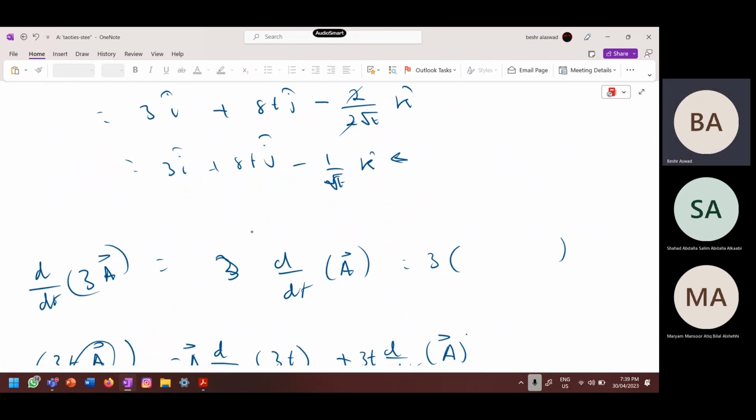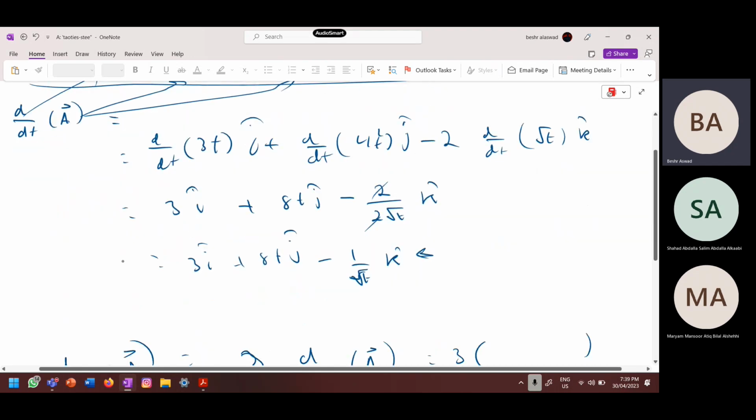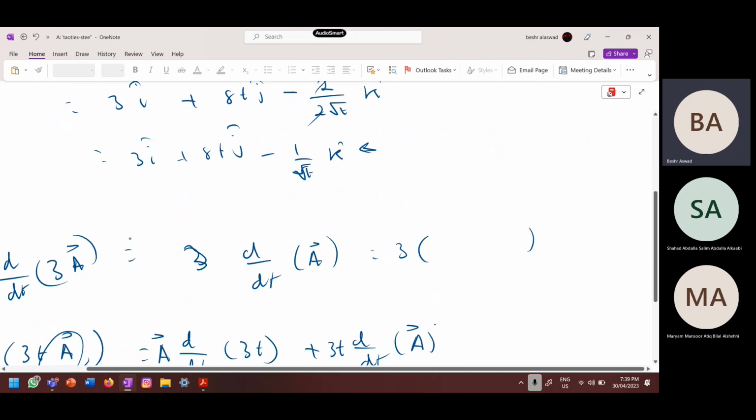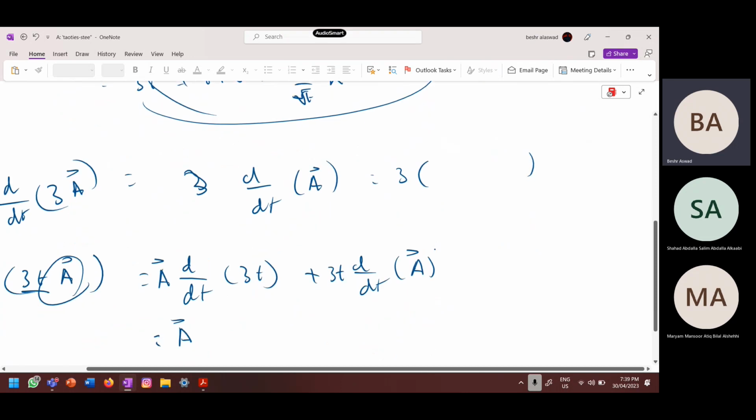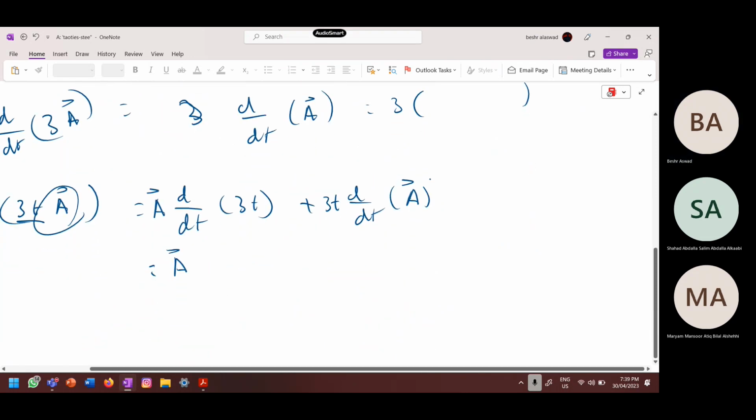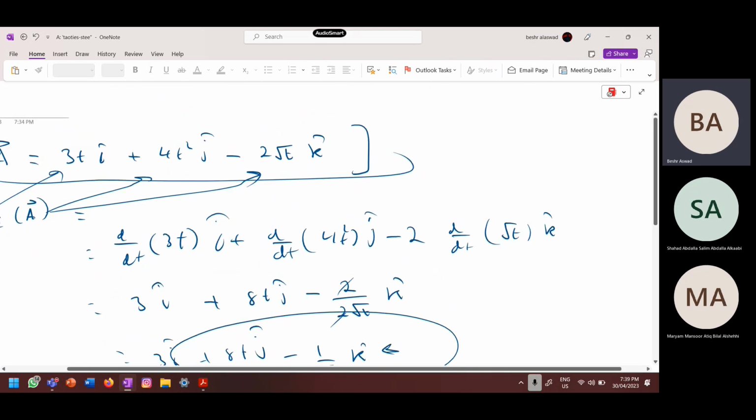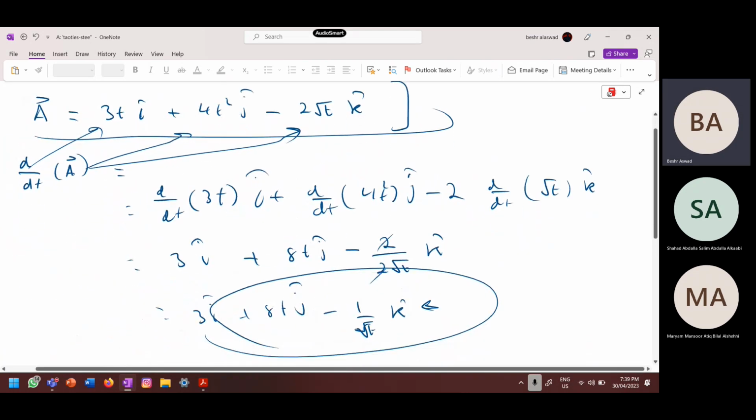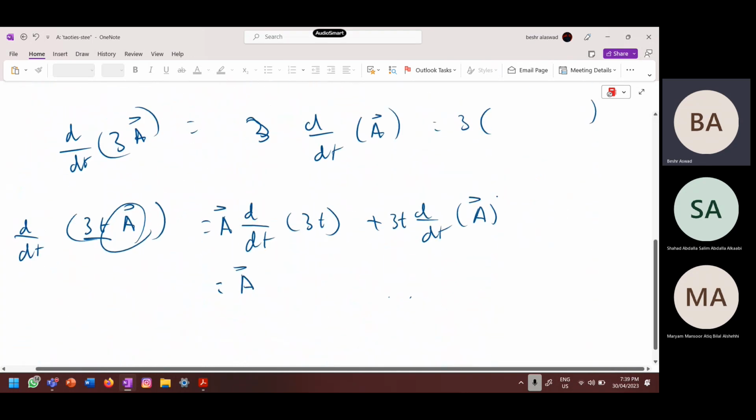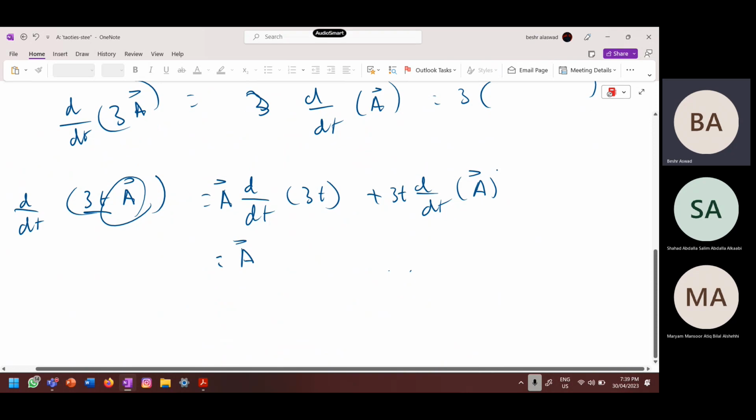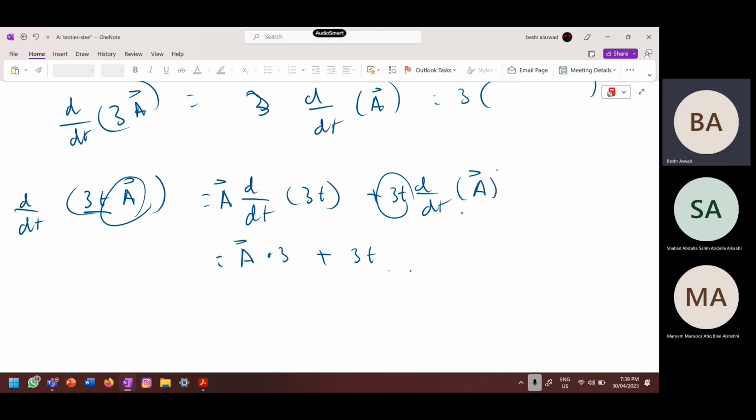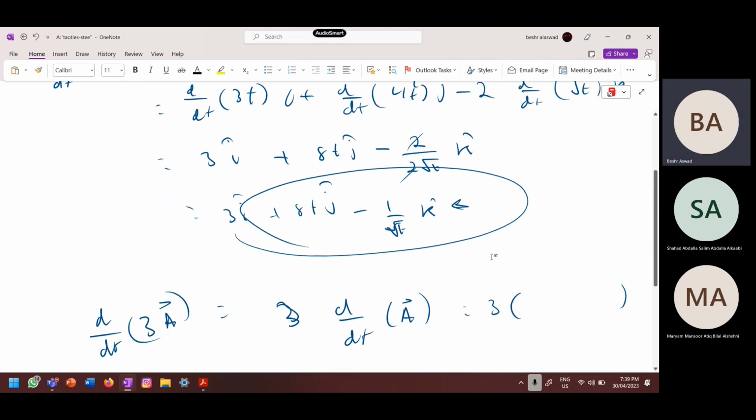Just to clarify what I did. This is vector a. This is the vector da/dt. To do this equivalency, 3 multiplied with da/dt. As for this, no, it's not the same. Vector A stays the same, the original one: 3t i hat plus 4t squared j hat minus 2 square root of t k hat. d/dt of 3t is equal to 3, plus 3t remains because it's outside, and d/dt of A is just basically this.